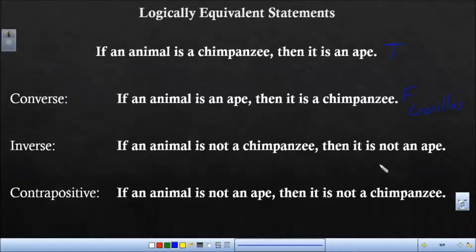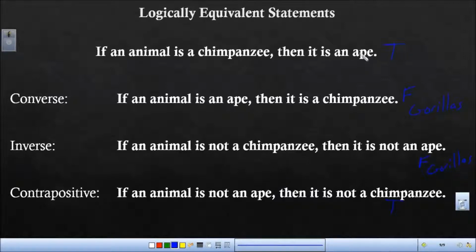And this one says if an animal is not a chimpanzee, then it is not an ape. This is also false. Again, we can say gorillas, or orangutans or something like that. And finally, if an animal is not an ape, then it is not a chimpanzee. This is a true statement because if you're a horse, then you're not a chimpanzee. In fact, if you're anything but an ape, then you're not a chimpanzee. You have to be an ape to be a chimpanzee. It's a requirement. So this is true as well.